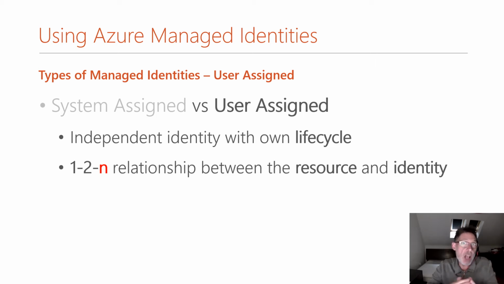You could also have a large number of virtual machines, for example, 30 virtual machines. The password for the virtual machines is stored within a Key Vault, and all those virtual machines could use the same user assigned managed identity. So those are the differences between those two.